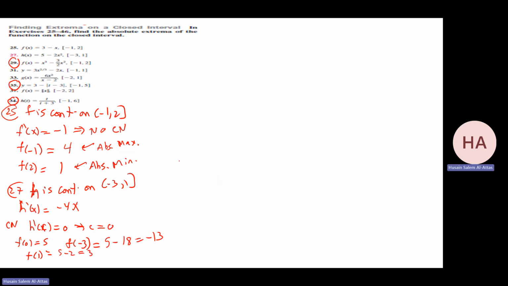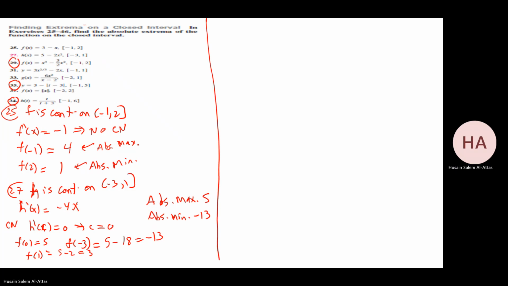So we have absolute maximum 5, and absolute minimum minus 13. Okay, now we did 27. 1, 2, 3, 4, 5.